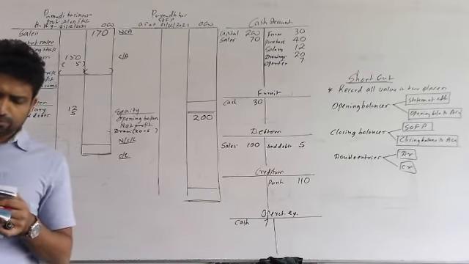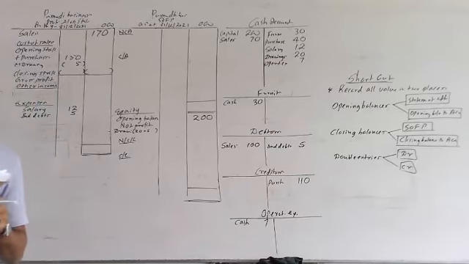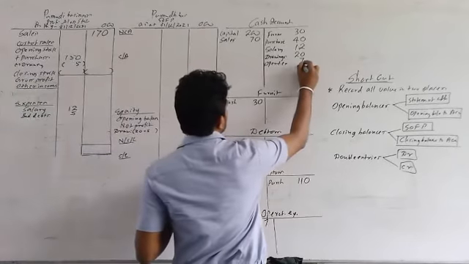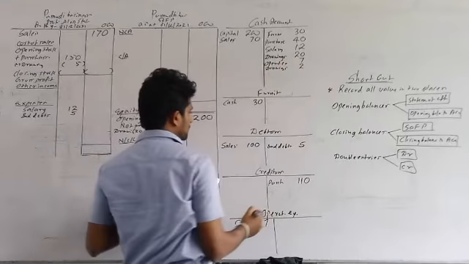And she has paid 2,000 to his son. To the son, right? 2,000 paid. Again cash payment. Another drawing. Take that 2,000 also here.